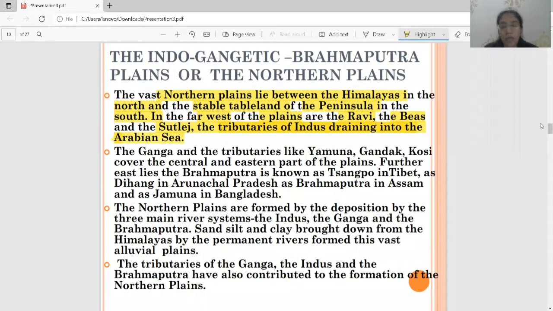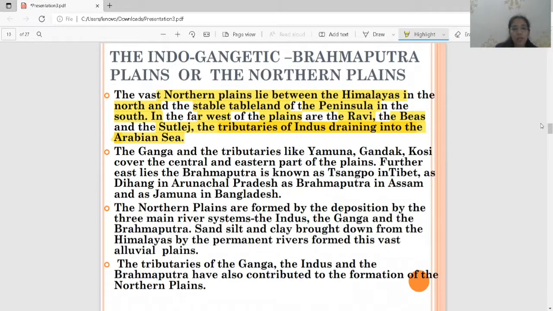Tributary means when the small rivers join the main river. Those are known as tributaries. So many tributaries are there. If I talk about the west of the plains, Ravi, Beas, and the Satluj are the tributaries of the Indus. They drain into the Arabian Sea.